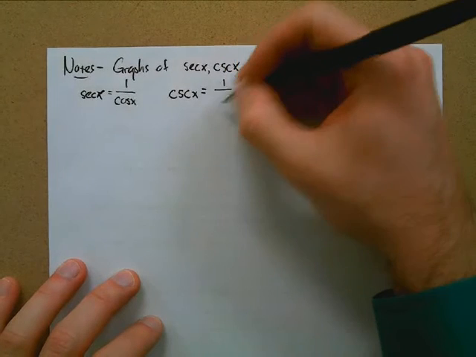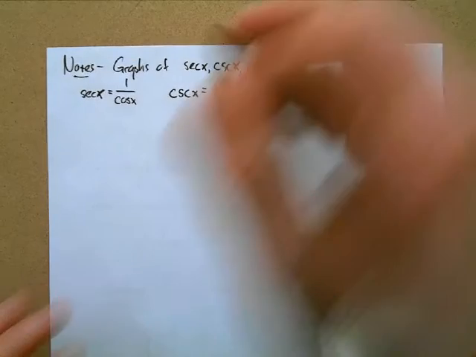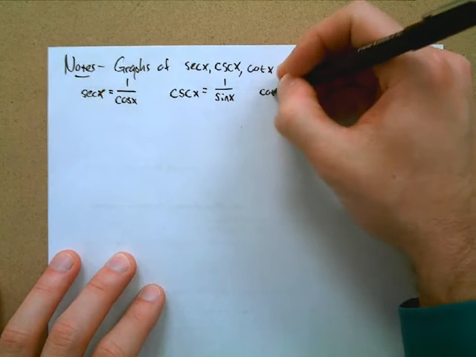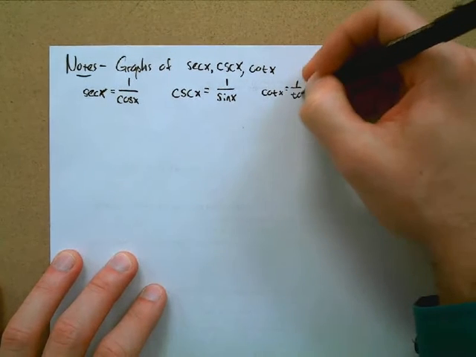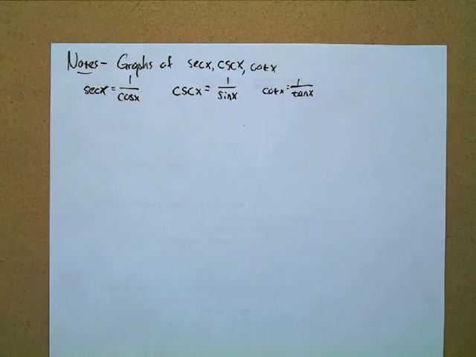And we'll talk about cotangent in a second, but I might as well just finish it off: cotangent is just 1 over the tangent. So we'll focus first on the secant and the cosecant, though. That's what we want to look at here.